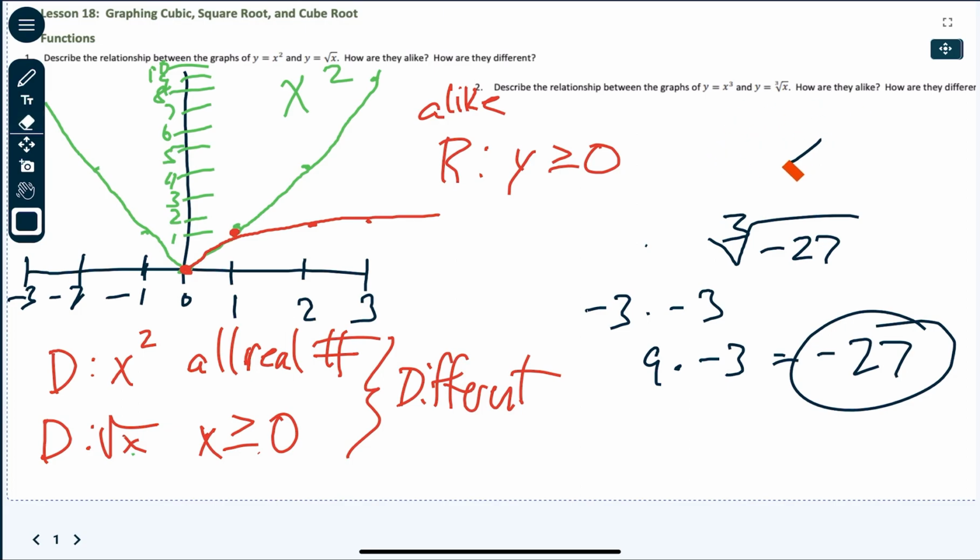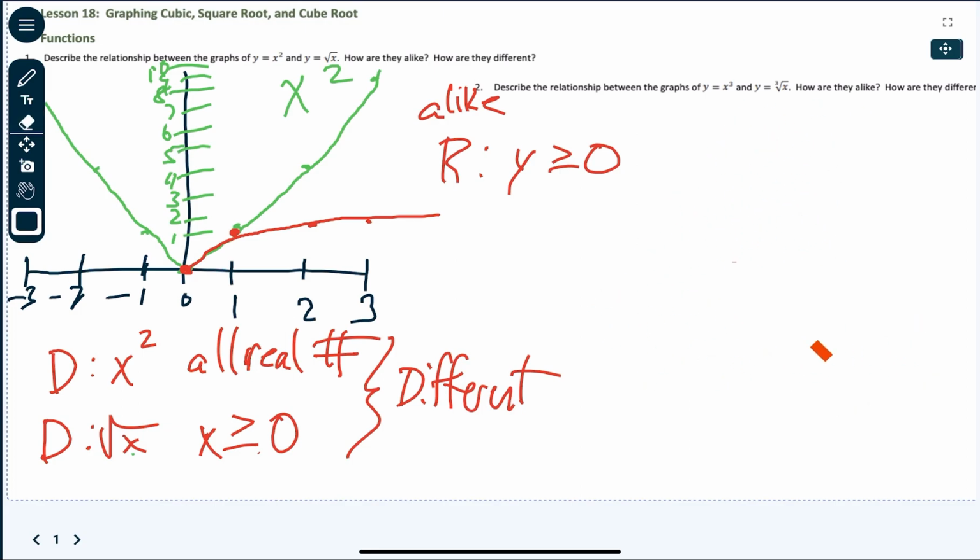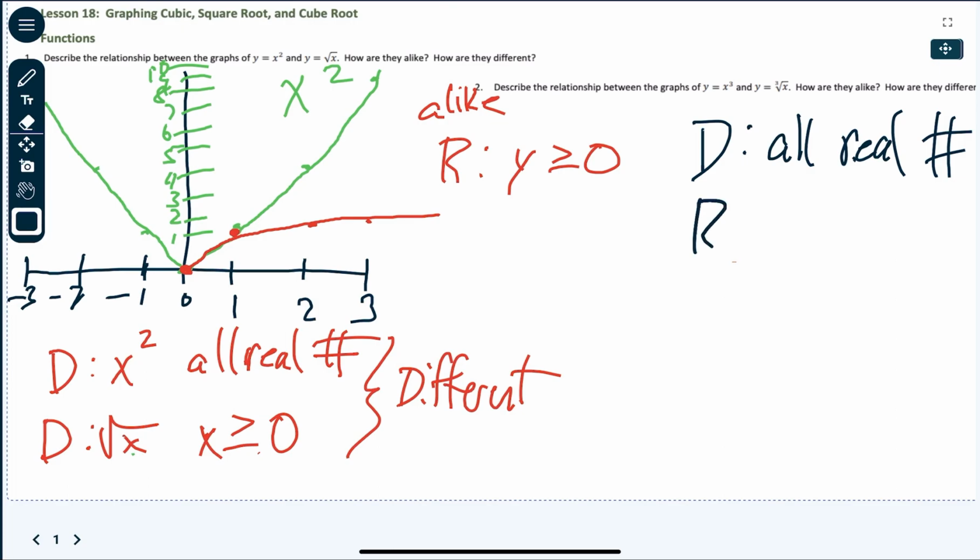So that tells us, what about these? That we can do both the domains as all real numbers for both of them. Okay? The domains for both of those are going to be all real numbers. Well, if the domain is all real numbers, what's the range going to be? All real numbers as well. Correct. All real numbers. Let's try and graph it right here to see.